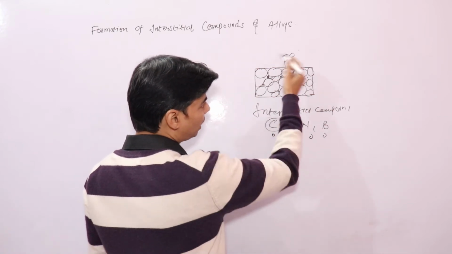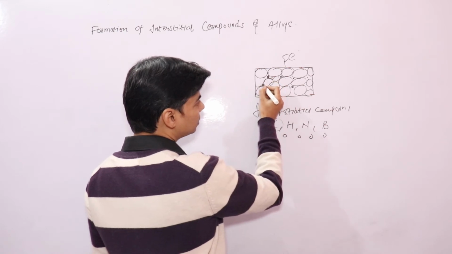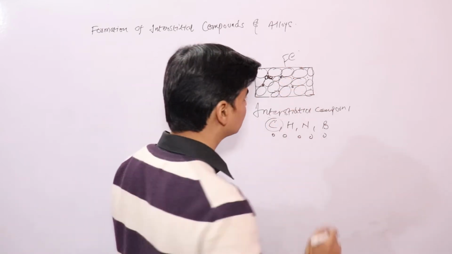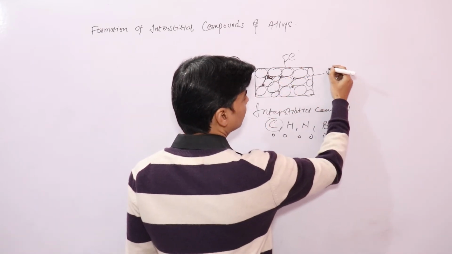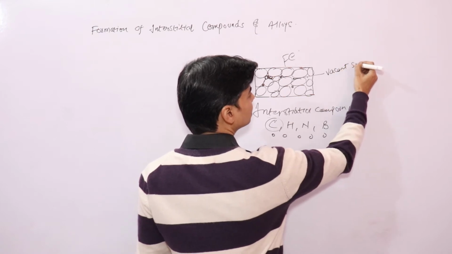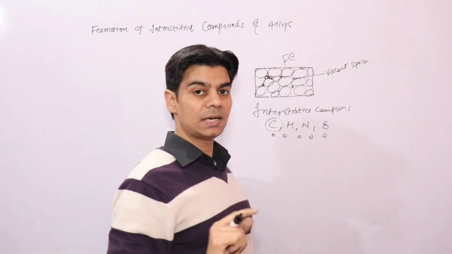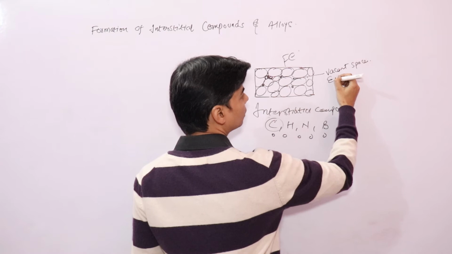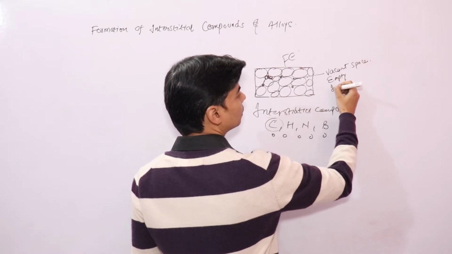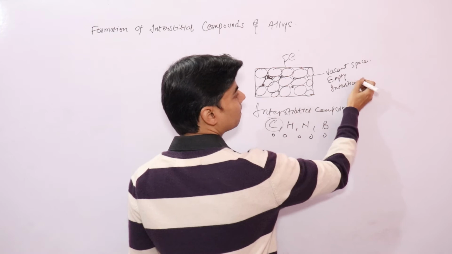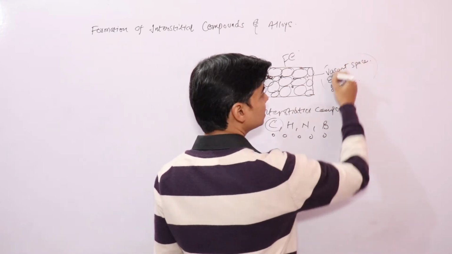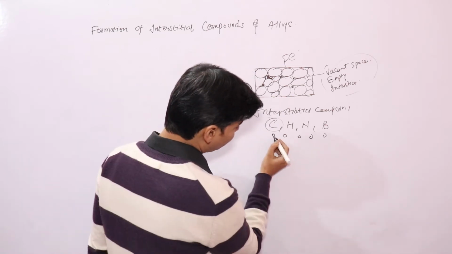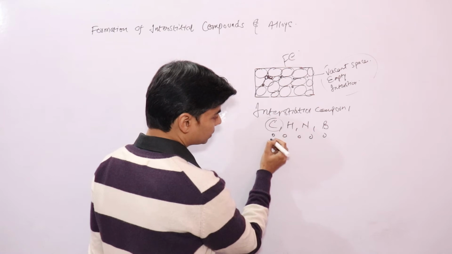So if you take carbon and add it to iron, it fills up the empty spaces. These empty spaces are known as interstices. These are vacant spaces in the crystal lattice between constituent particles. Vacant spaces, or we also call them empty spaces, or interstices. Now these vacant spaces between constituent particles would be taken by these small atoms.